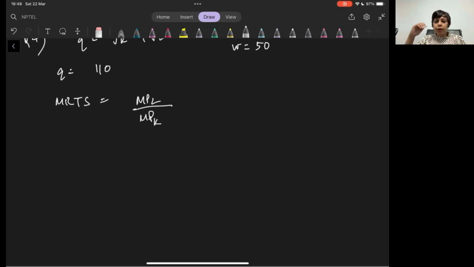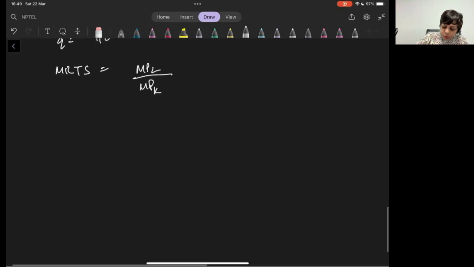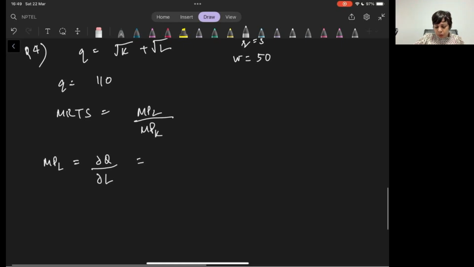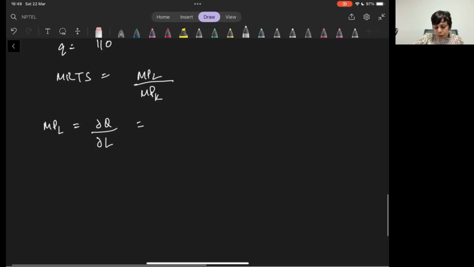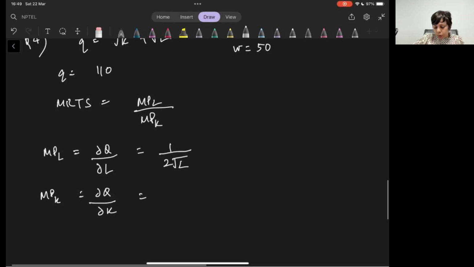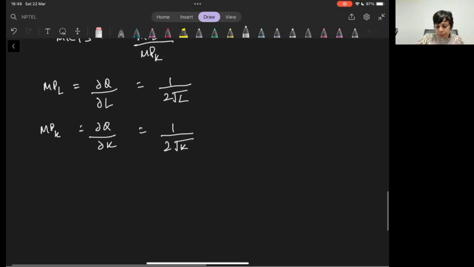And that comes from how you derive the isoquant. Somebody had asked me this question last time, which is why I'm explaining it again, so you are not confused about that. Now let's compute MPL and MPK first before we move on. MPL is delta Q by delta L, and Q is given to us as root K plus root L. So root K becomes 0, and root L gives 1 upon 2 root L. Similarly, MPK is del Q by del K, and this becomes 1 upon 2 root K.